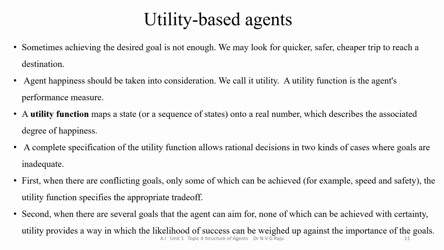The complete specification of the utility function allows rational decisions in two kinds of cases. The first one is when there are conflicting goals, meaning only some of which can be achieved. The utility function specifies the appropriate trade-off. The second is when there are several goals that the agent can aim for, but none of which can be achieved with certainty. Then the utility function provides a way in which the likelihood of success can be weighed against the importance of the goals.